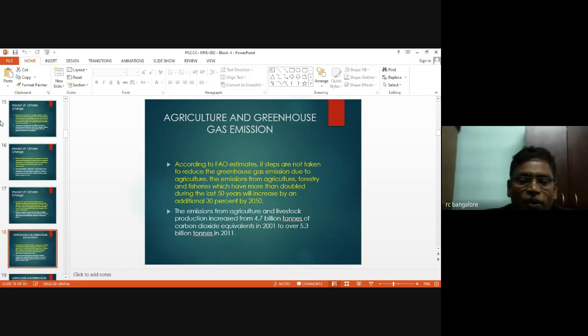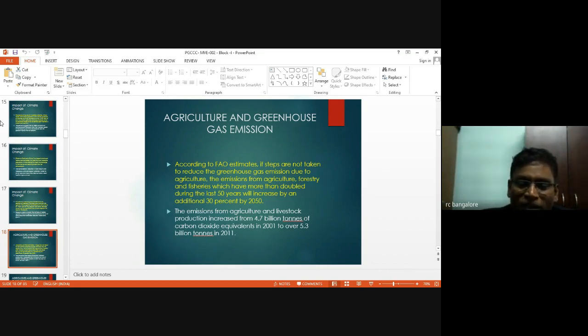If we do not reduce the greenhouse gases, that is methane and nitrous oxide, which basically emerge from agricultural activity, forestry, or fisheries, then their impact will be more than 30%. Already 50% is there, and it will increase another 30% by 2050.